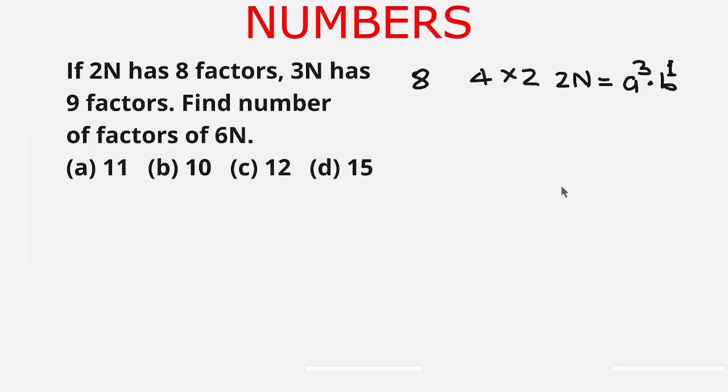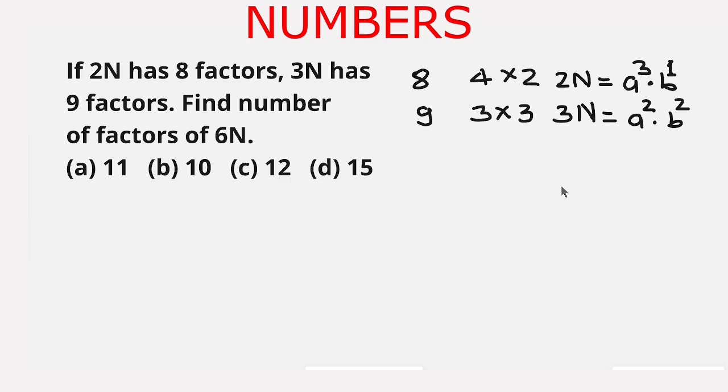Now 3n has 9 factors. So 9 is 3 multiplied by 3 and 3n can be equal to a to the power 2 into b to the power 2. Then only 2 plus 1 is 3 and 2 plus 1 is 3. So 3 times 3 is 9 factors are possible. Now here 3 is there, 3n. It means that b must be 3.